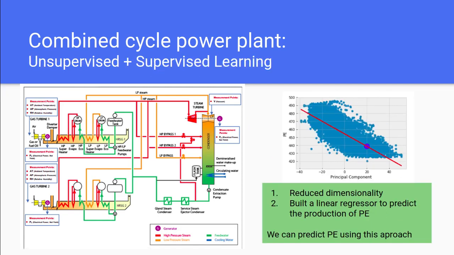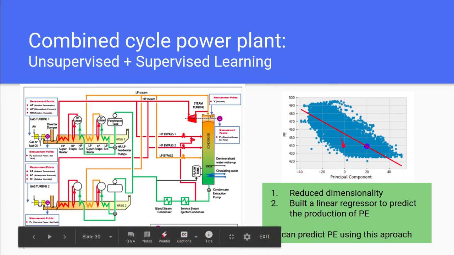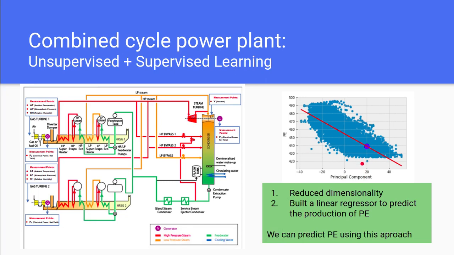Okay, so now we got another approach in which we were using unsupervised learning and supervised learning, a mixing of these two approaches. So here we have the electric power variable, and here we have a principal component. So basically the first step that we did was to reduce the dimensionality. Okay, so we had these four variables, and we applied a dimensionality reduction technique to reduce the dimensionality from 4 to 1 or to 2.